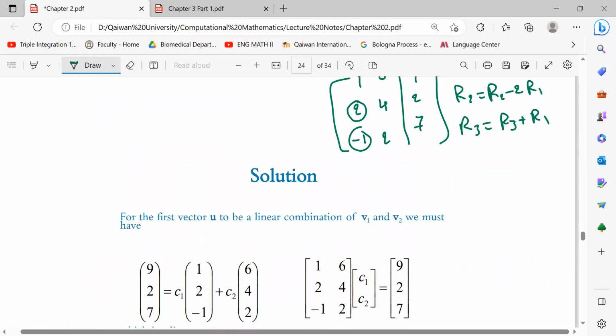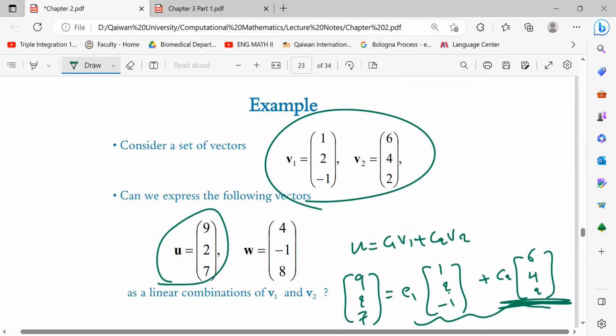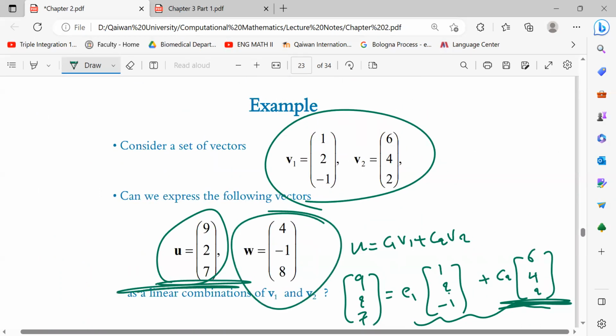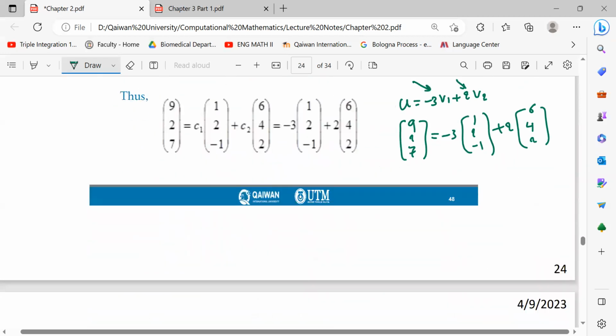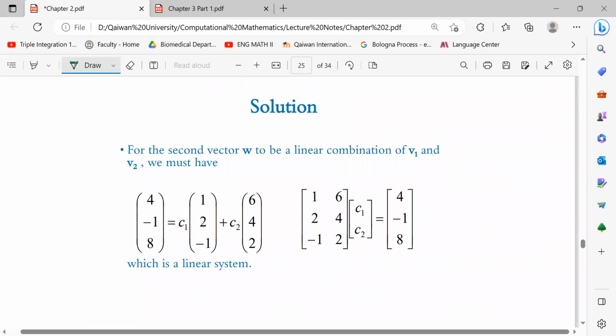Then for the second part of the question, the first part is for you only. How about W? Can you write W as the linear combination of V1 and V2 or not? We do the same for W. This is W, it's V1, it's V2. W is C1 V1 plus C2 V2.